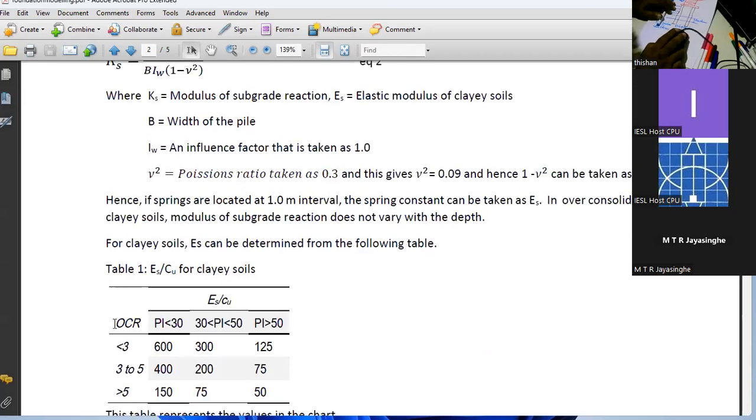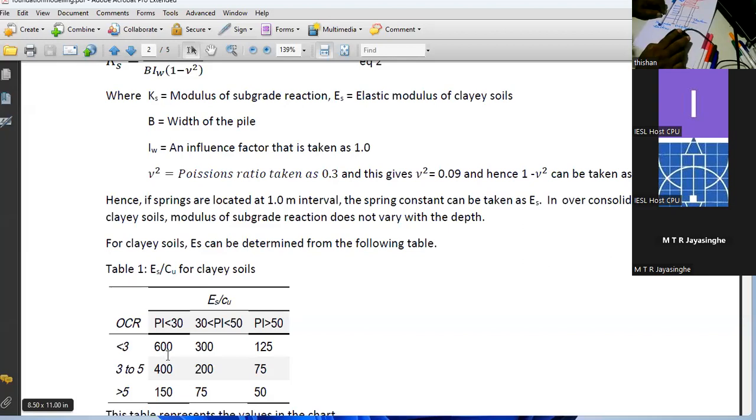For that, depending on the overconsolidation ratio, you have to find the Es over Cu value. And generally, again, you have to look at the type of soil. You can see a plasticity index less than 30 is a good soil, 30 to 50 is bad soil, and a plasticity index greater than 50 means extremely bad soil. So you might have one of these, but again, you have to look at the overconsolidation ratio.